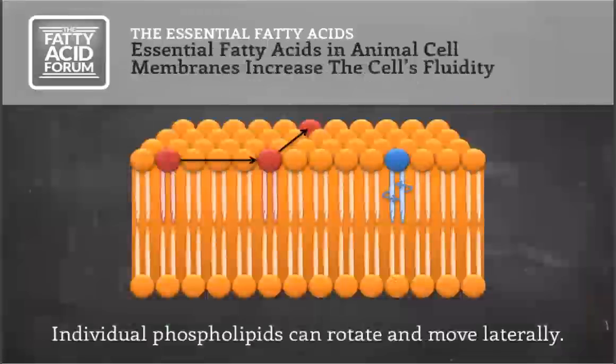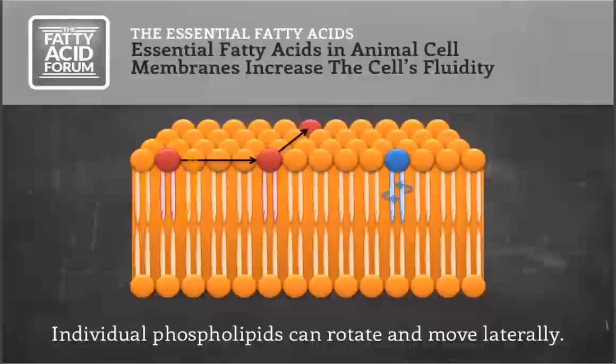Now, these phospholipid molecules within a monolayer of an animal cell membrane can rotate and move laterally. It's illustrated here with the red polar group and the two fatty acids shown moving to the right and to the back. In addition, the blue phospholipid shows that it can rotate. And these fatty acids can change places with their neighbor very rapidly, about 10 million times per second.